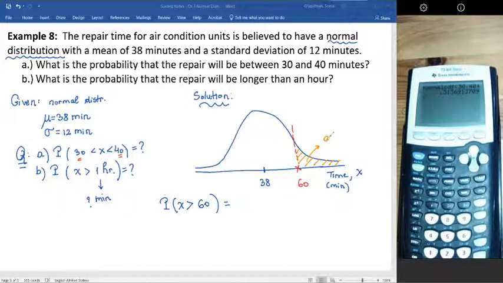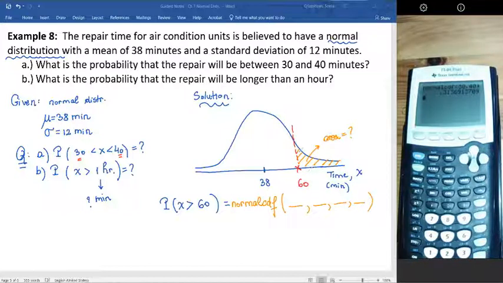What is this area? Well, in order to answer this type of questions, we know we have to use normal CDF. So I'll simply write down normal CDF, and I have to enter the lower bound, the upper bound, the mean, and the standard deviation. This is how it works. We know that by now.